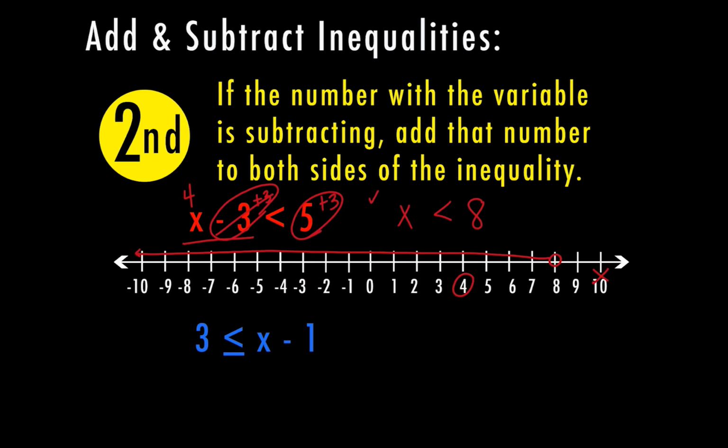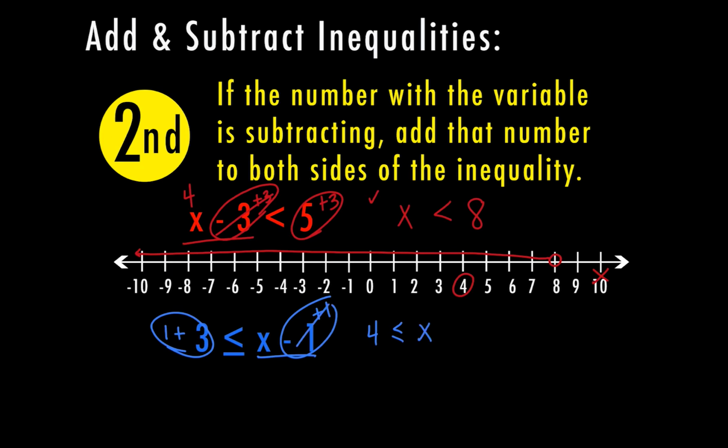So let's first go through the process of solving this one. And so I'm going to look on the side of my variable. I'm subtracting 1. So the opposite of that is to add 1. And whatever I do to one side, I have to do to the other side. So I'm going to add 1 to both sides. So that means that my left side is 4, and my right side is now just x.